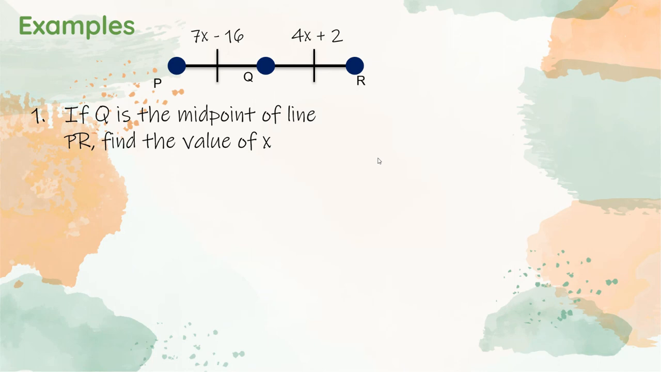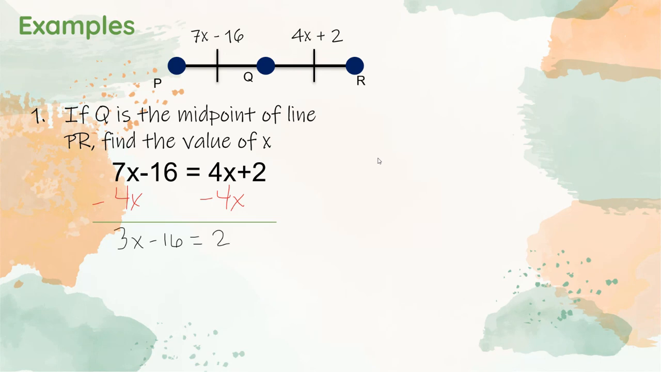Since these two parts are the same, we can set our equations equal to each other because they are the exact same length. 7x minus 16 equals 4x plus 2. And then we can solve, of course, by getting x on one side. I like to make my x's positive numbers, so I always take the smaller x from the bigger x.